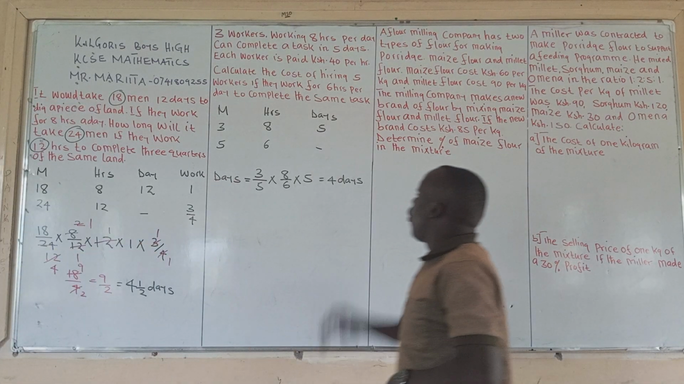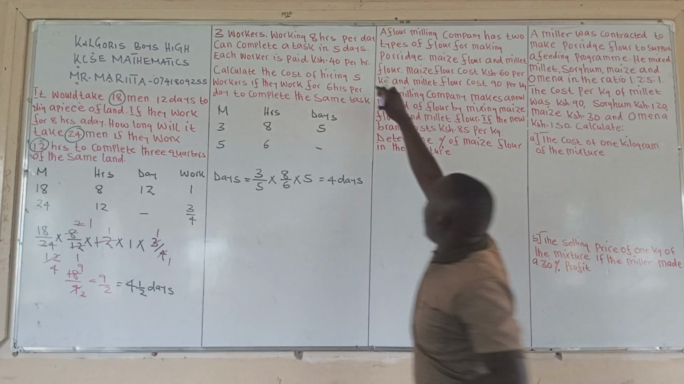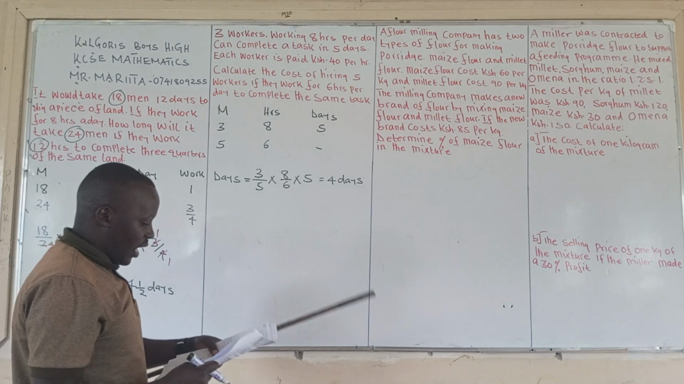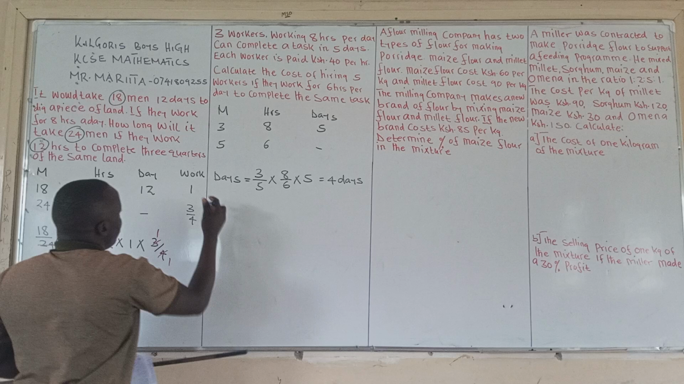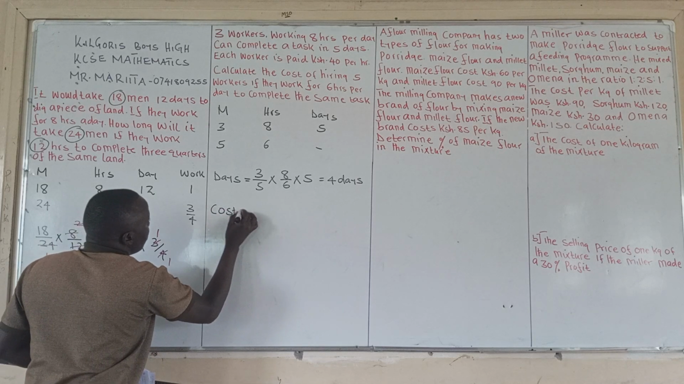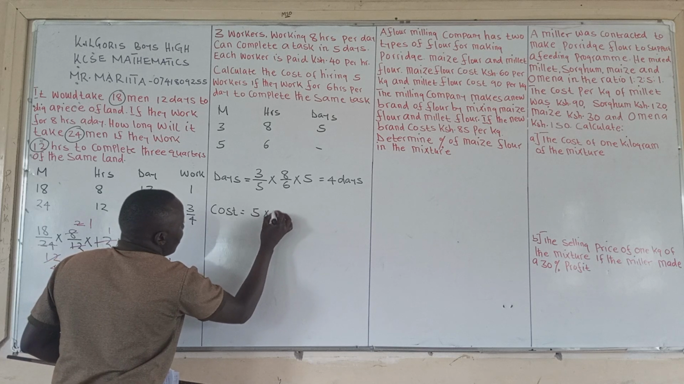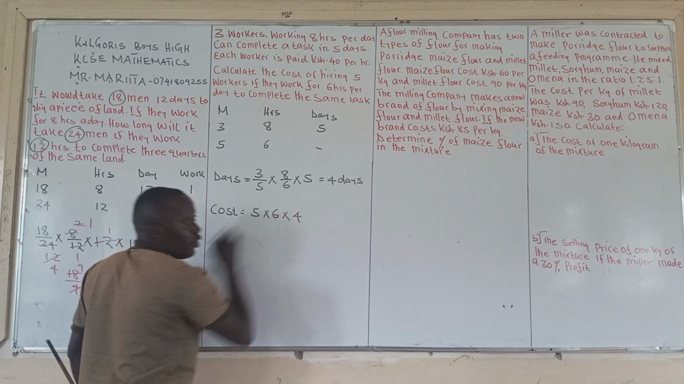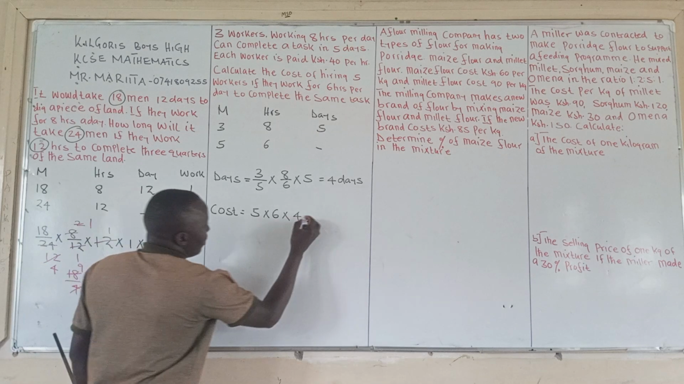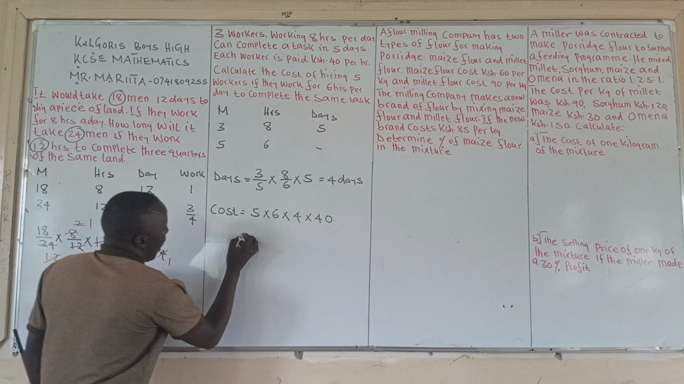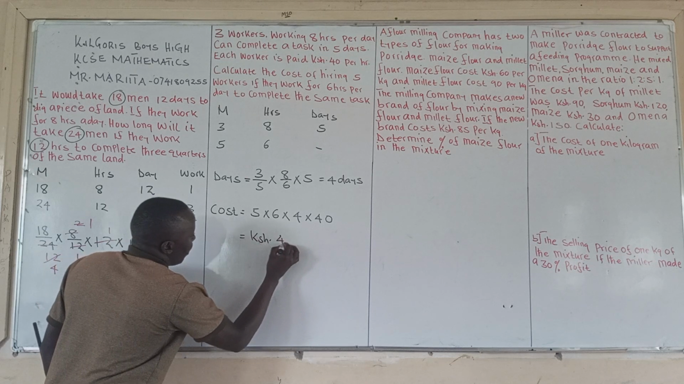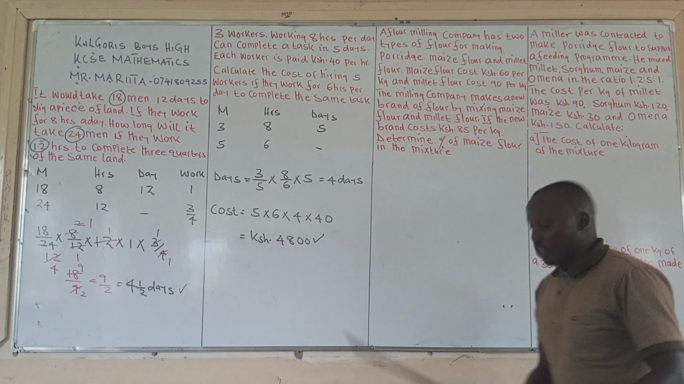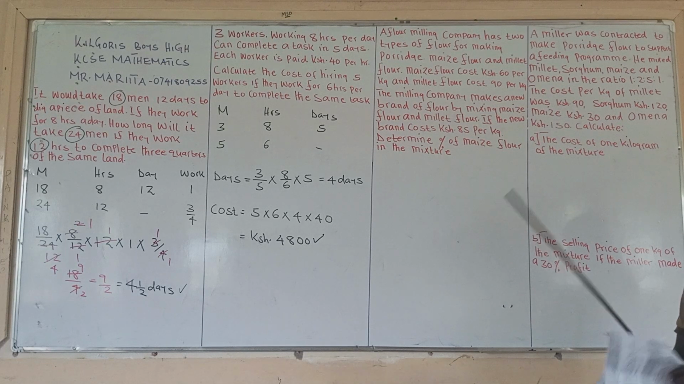Now, back to our question, we need to calculate the cost of hiring 5 men. These 5 men work 6 hours a day. So you can calculate the cost here. Cost is equivalent to 5 men working 6 hours a day, and how many days did they take to complete the task? They took 4 days. Each man is paid 40 shillings per hour. So you multiply this by 40, and this gives us Kenya shillings 4,800. Let us look at our question number 3.